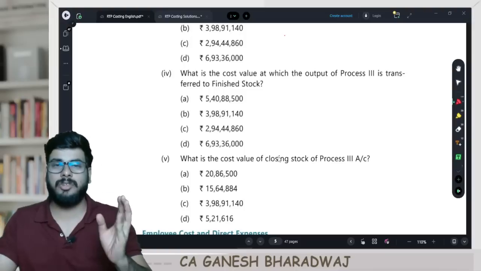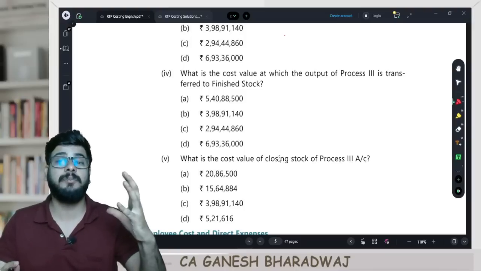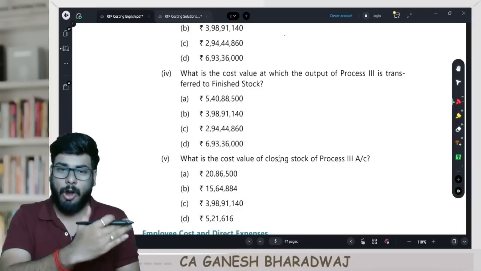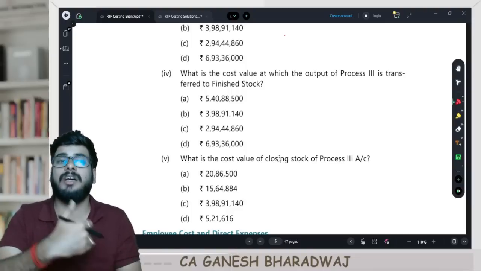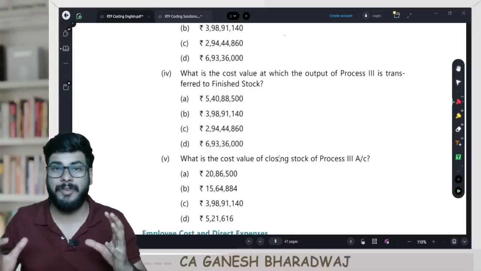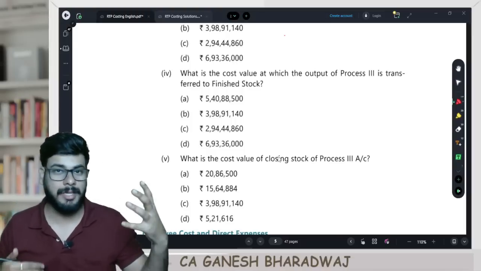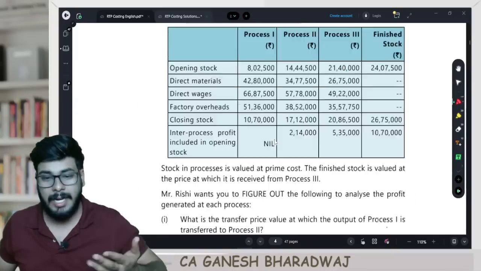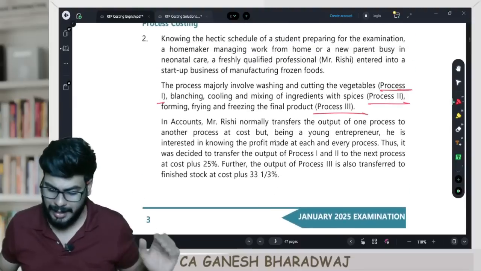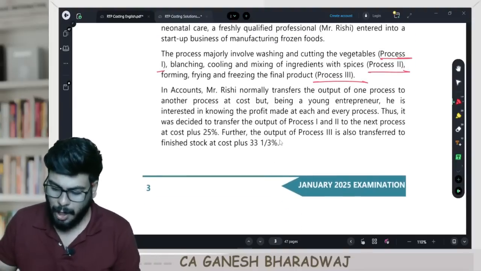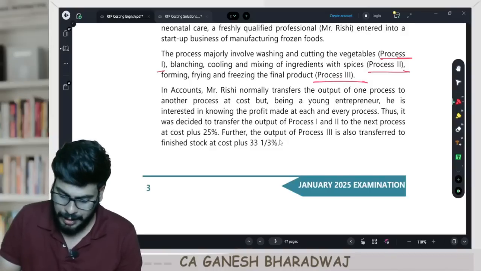So, in process costing, you have a concept called inter-process profits. Basically, it means that the output of one process is transferred to another process, not at cost, but at some marginal profit. There is one numerical problem in the study material which we have solved, so this is something similar to that. Fine, they have made it case study based. Very simple. Let's get started. In the accounts of Mr. Rishi, he normally transfers the output of one process to another process at cost.